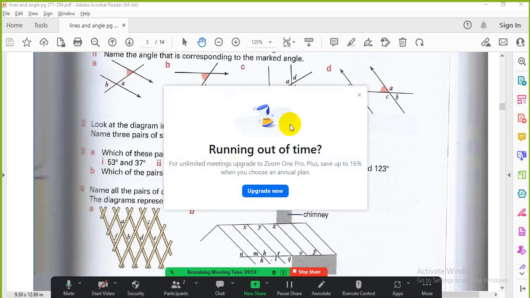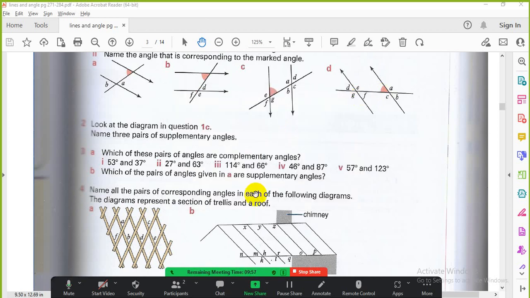Right. Can you do question number 4? Yes, sir. Take this diagram, okay? Just consider these lines as parallel lines. Then see where the letter F fits. Based on that you can name the angle.